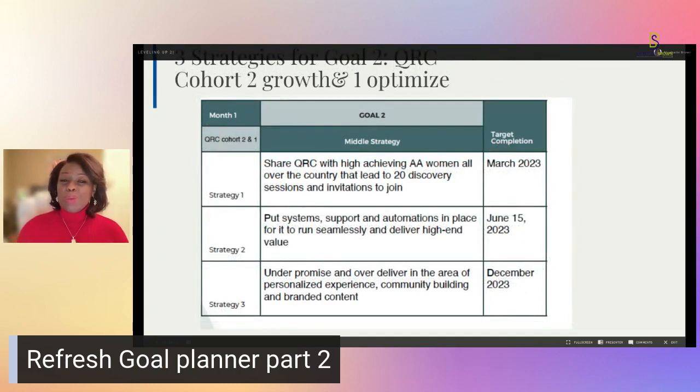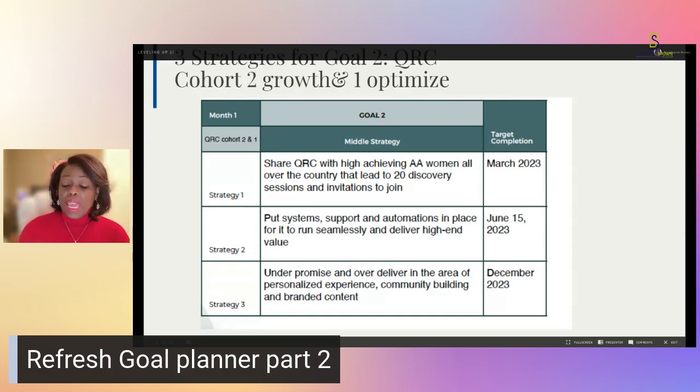So then goal number 2 was my professional goal. And that was growing my group coaching by starting a new cohort and optimizing the first one. So I have 3 strategies for this one as well, but you don't have to have 3. You can have 1, you can have 2, but you need at least 1 strategy. And you can see my 3 strategies listed here. I won't read them, but I did the same thing for my second goal as I did for my first goal.